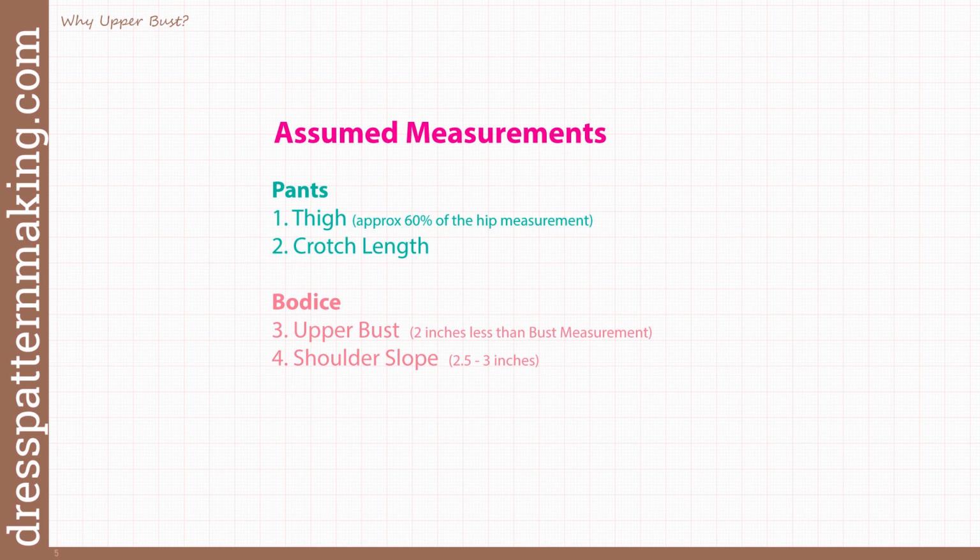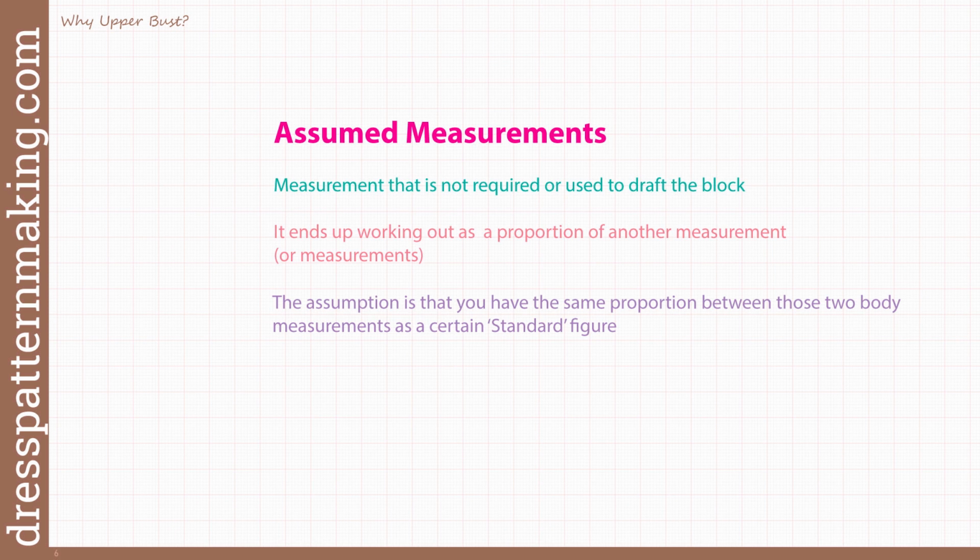When drafting the pants, more often than not the thigh is assumed and the crotch length. With a bodice, the upper bust is almost always assumed and quite often the shoulder slope is assumed also. First I'll explain what I mean by an assumed measurement. It's a measurement that's not required or used to draft the block. It ends up working out as a proportion of another measurement. So the assumption is that you have the same proportion between those 2 body measurements as the standard figure that is the basis of that system.